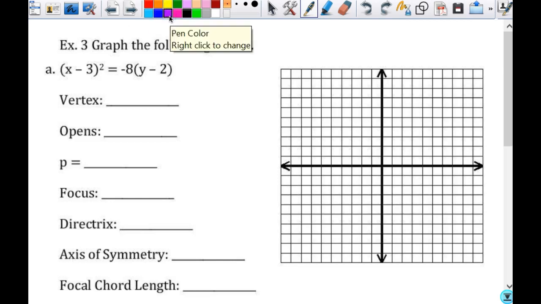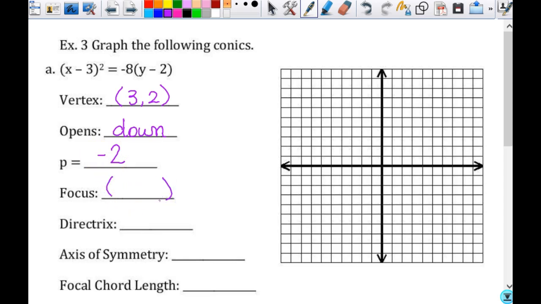All right, so what's the vertex here? 3, 2. Up, down, left, or right? Down. What does p equal? Negative 2, right? Your focus is going to be at what? 3, 0.